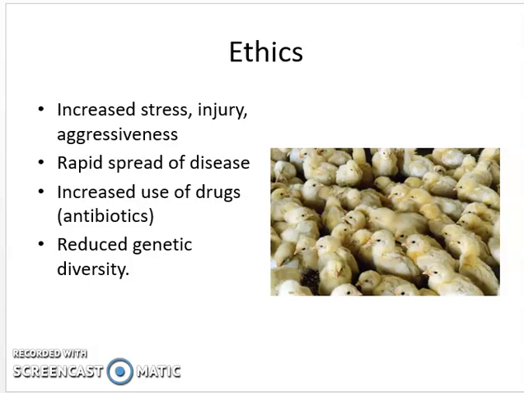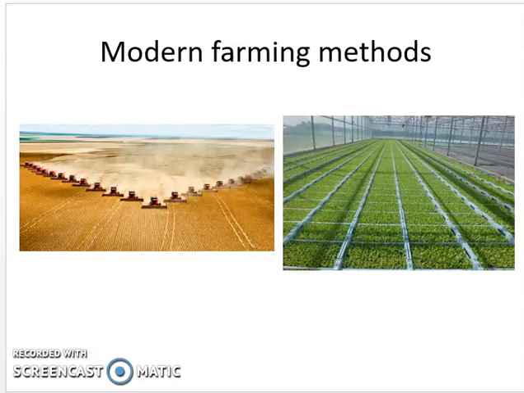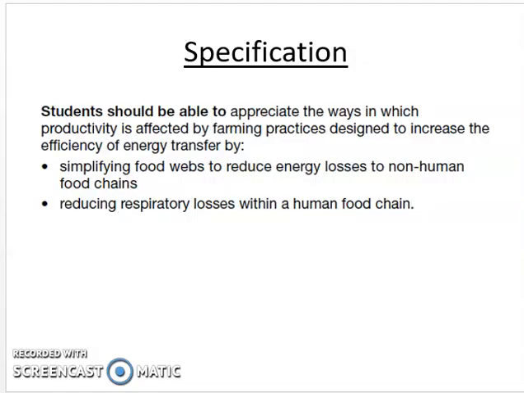In terms of effectiveness and efficiency, if we go back to the specification, what it says on here is simplifying food webs to reduce energy losses to non-human food chains. So for instance, as a farmer, you've got to make grain to feed your animals. I think potentially that's what they mean by a non-human food chain, a food chain where humans aren't involved in the end consumption. So if they're going to make crops, we are talking about only one trophic level. Reducing the number of trophic levels will reduce the total amount of loss at each level. So therefore, it does become more efficient.